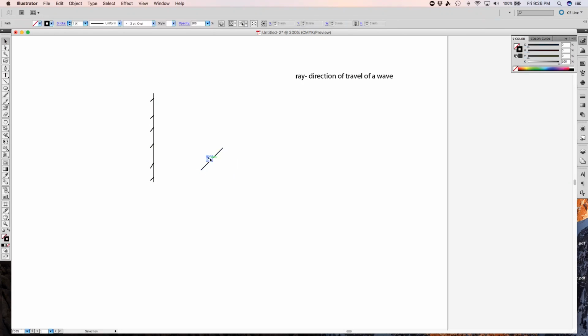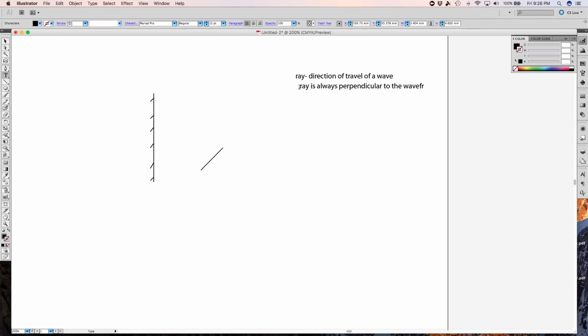What is the relationship between the ray and the wavefront? Again, that's something we already met. The ray is always perpendicular. The ray is always perpendicular to the wavefront.